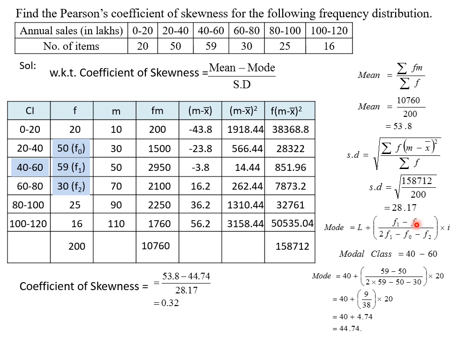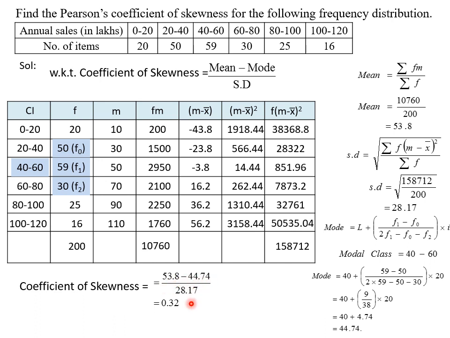40. Yes, now replace L with 40, F1 with 59, F0 with 50, F2 with 30, and i is nothing but what? The difference in the class interval. The difference in the class interval is what? 40 to 60 is what? 20, which is nothing but i. Now substitute all such things and simplify. You are getting the value of mode as what? 44.74.